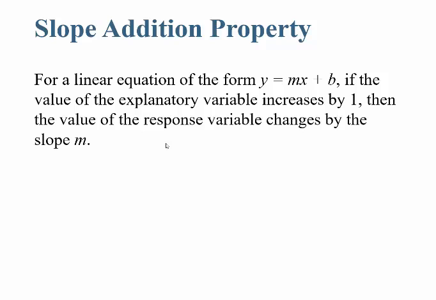All right, so let's talk now about the slope addition property. For a linear equation of the form y is equal to mx plus b, if the value of the explanatory variable, which is x, increases by 1, then the value of the response variable, which is y, changes by the slope of m. So what the slope is telling us is, when x increases by exactly 1, how much does y go up? That's what the slope tells us.